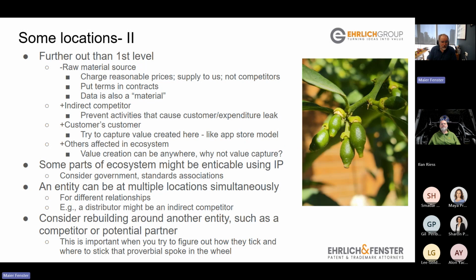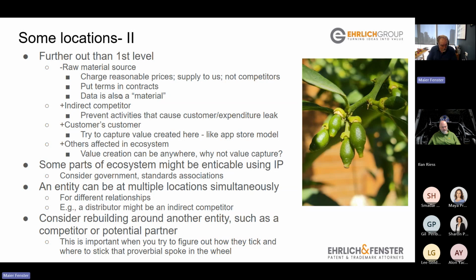Now, I said in the middle is us. But because IP is usually used against a competitor or potential partner, it might be better to draw the value chain or the ecosystem with that competitor or potential partner in the middle. And once you do that, it's much easier to figure out what makes them work and how you can interfere or help with whatever it is they're doing.